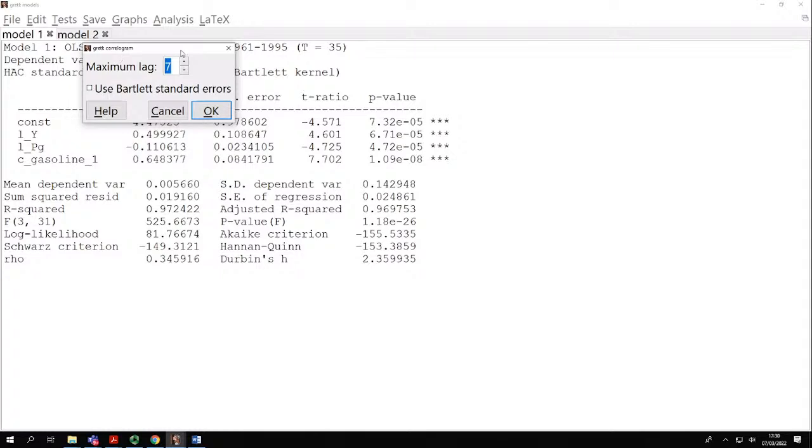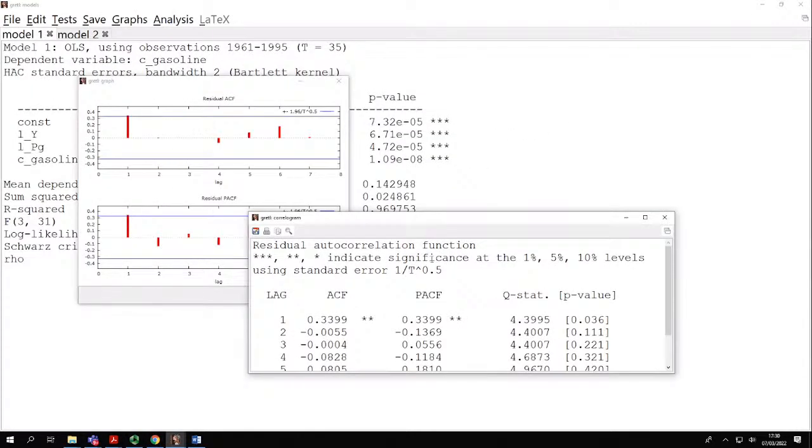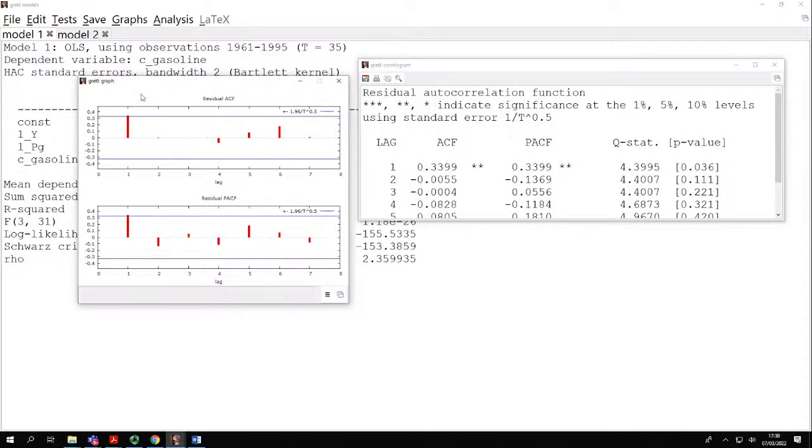I leave the default option. You will understand the meaning of this 7. I click OK, and I get two objects, one graph here, and this stuff here. Let me check the graph first. The graph says, what is this red bar? This is the estimated correlation between the residual at time t and the residual at time t minus 1, and this estimated number is 0.33. Then at lag 2, I have a very small number, minus 0.0055. This is the estimated correlation between the residual at time t and the residual at time t minus 2.